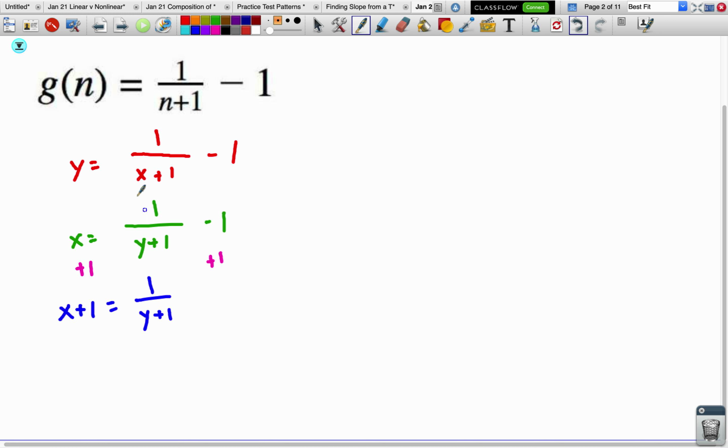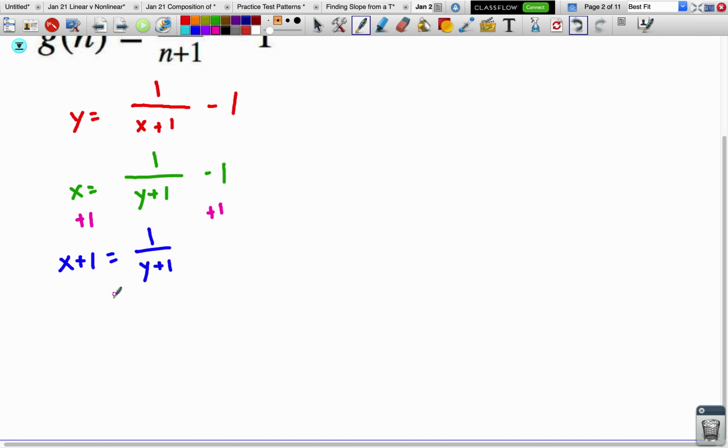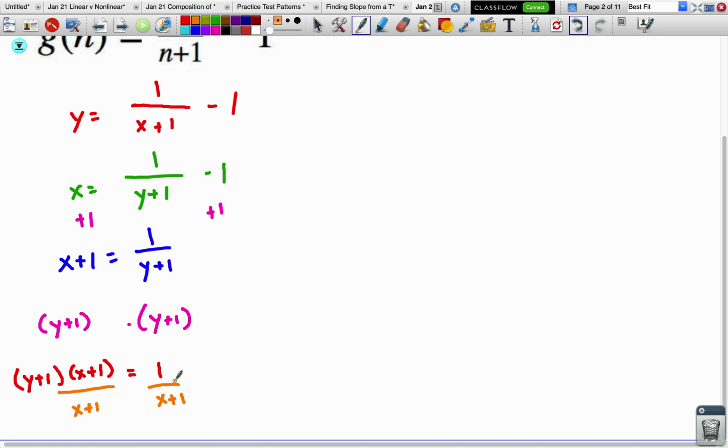Now, to get that y out from underneath the denominator, a trick is to just multiply both sides by the entire denominator. Multiply both sides by y plus 1 in parentheses, because this would go to the top of this fraction and cancel out, and all I'd be left with on the right-hand side there is a 1. And then on this side, I've got y plus 1 times x plus 1. All right, let's divide both sides by x plus 1. Now, write this up over here.